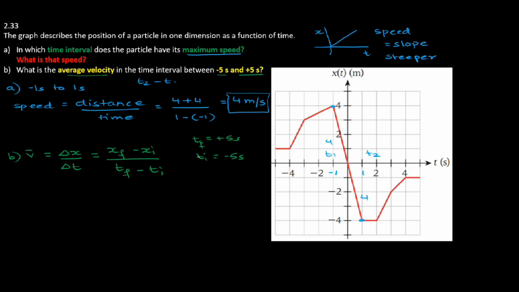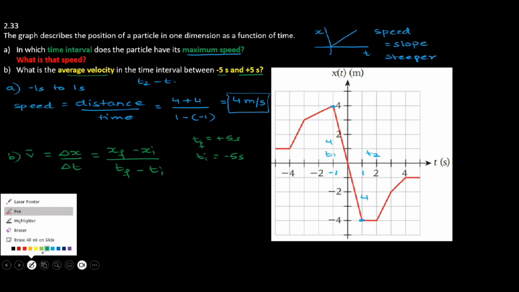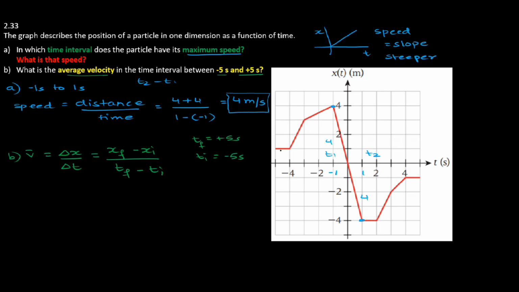I need to find what the position values are at these two times. So let's locate them on the graph. Initial time is -5, which is over here. On the time axis, -5 is here. And the position of the particle at -5 is 1 meter. This is 1. So at -5, my position is 1 meter. I will call this initial position xi.